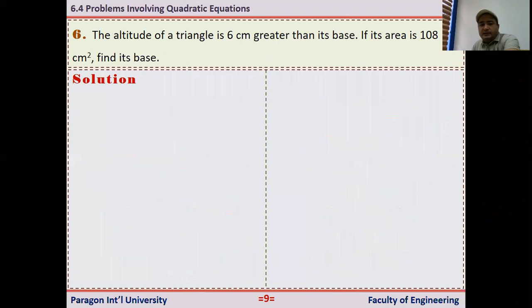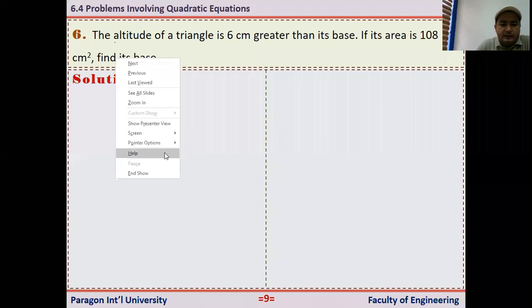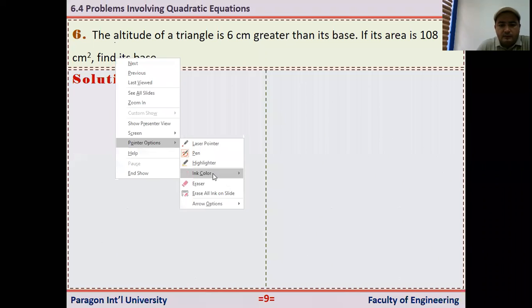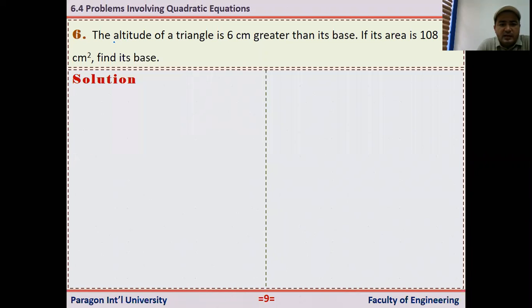Next example, question 6. The altitude of a triangle. Altitude means height, right? The altitude of a triangle is 6 centimeters greater than its base. If its area is 108 centimeters squared, find its base. It's an example from geometry, right? So we are given a kind of triangle.